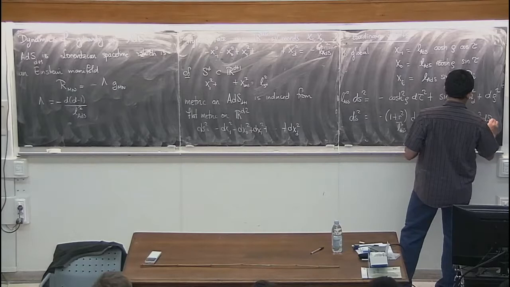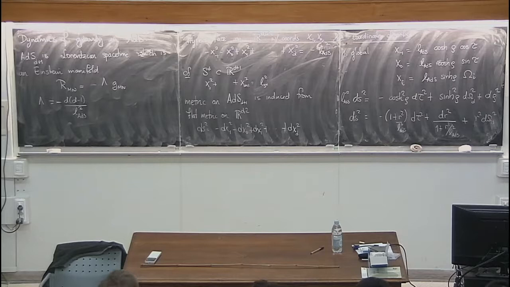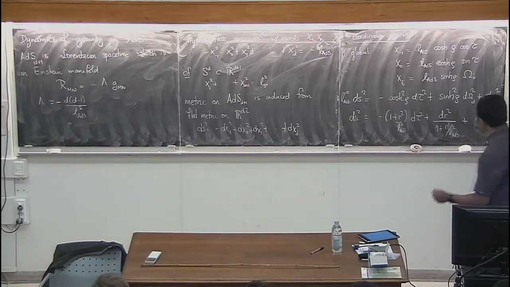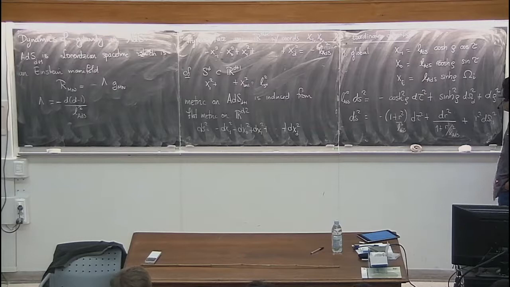Just replace sine hyperbolic rho by R and rejig things to get this metric. There's one subtlety which I will mention once, and so this solution requires tau to be compact. Right? It's angular. It looks like tau is an angular coordinate. But in the space-time, tau is the time coordinate.